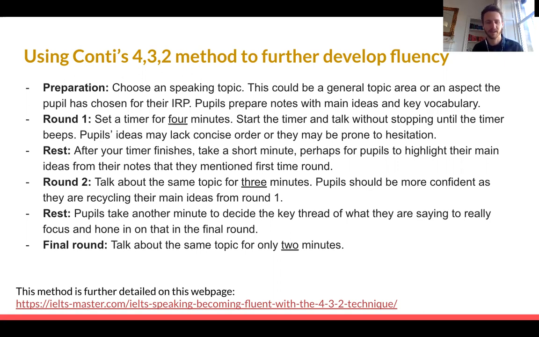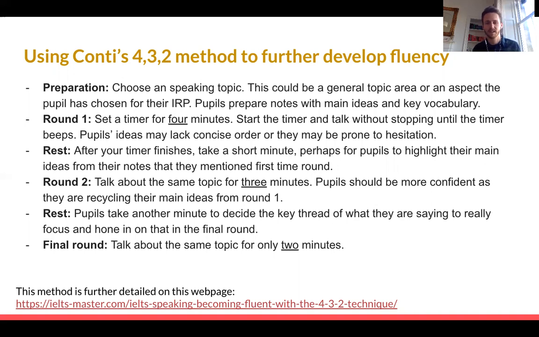I'm therefore not the expert in going through how this works, but I just want to share the effectiveness that I've found in this method. We've got a speaking topic, maybe an aspect of their IRP. They prepare notes with their main ideas and key vocabulary. Round one, they speak for 4 minutes about it. Give them a bit of time after that to think about what was the key thread of what they were saying, and highlight those ideas in their notes so that they come back to them.